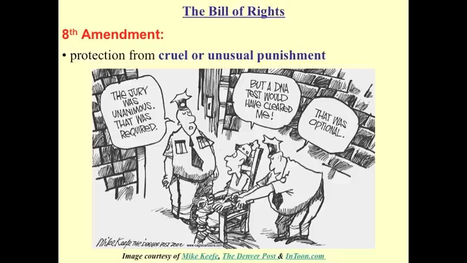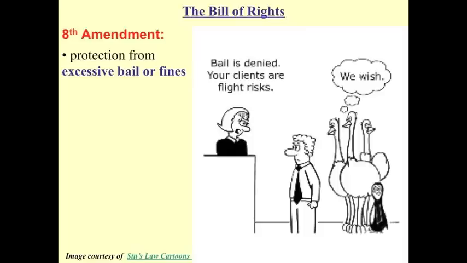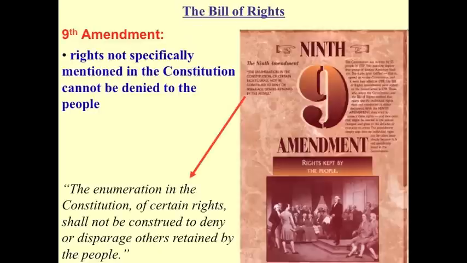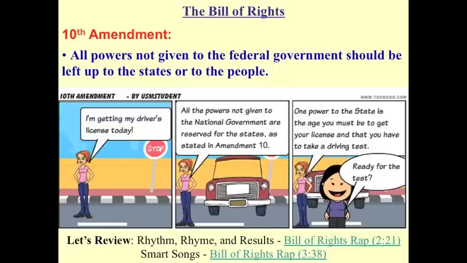You're protected from cruel or unusual punishments in the Eighth Amendment. The Eighth Amendment also protects you from excessive bail or fines. The Ninth Amendment, which is an amendment that we haven't really talked about, says that even if rights are not specifically mentioned in the Constitution, it does not mean that they are denied to people. So just because it doesn't say it specifically doesn't mean that people don't have it. And then another amendment that we haven't really discussed is the final amendment of the Bill of Rights, the 10th Amendment, which says that any power that the federal government doesn't have is left up to the states to decide. So these are the Bill of Rights, and we will watch those 2 videos down at the bottom tomorrow.